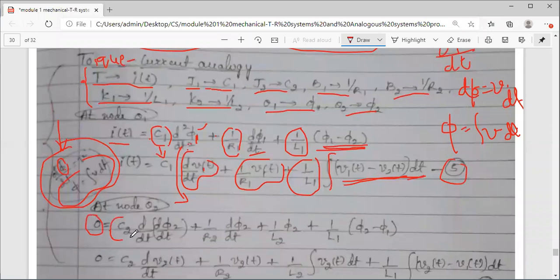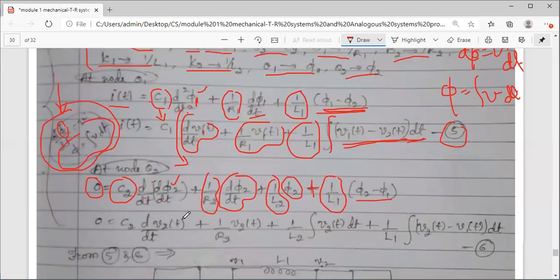0 is equal to J2, that is C2, d by dt of theta 2, which is phi 2, plus B2, which is 1 by R2, d by dt of theta 2, which is phi 2, plus we have K2, that is 1 by L2, theta 2, which is phi 2, plus K1, which is 1 by L1, theta 2 minus theta 1, which is actually phi 2 minus phi 1 flux. Now further I can just remove that flux in terms of voltage.